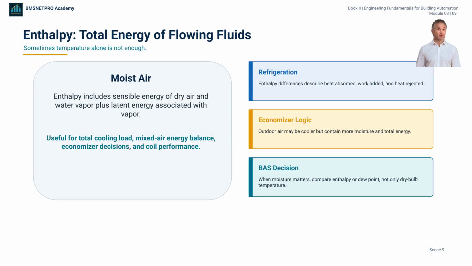Sometimes dry bulb temperature is not enough. That is where enthalpy becomes useful. For moist air, enthalpy represents total energy, including the sensible energy of dry air and the latent energy associated with water vapor. This matters for economizers, mixed air, cooling coils, and humidity control. Outdoor air may be cooler than return air, but if it contains much more moisture, it may carry more total energy. Temperature-only economizer logic can make a bad decision in humid weather. A BAS professional should know when to look at dew point or enthalpy instead of dry bulb temperature alone.